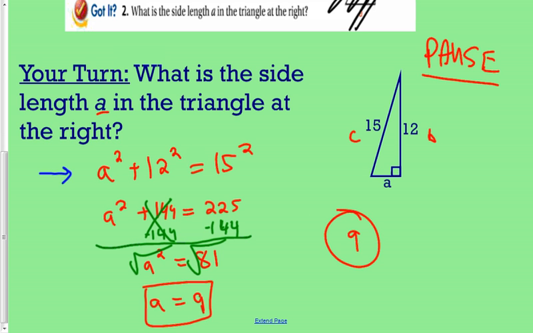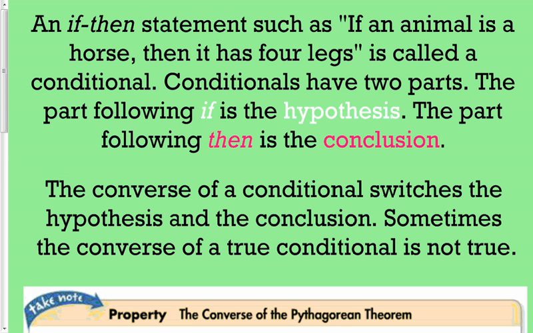There are no units there, so whatever units it would be. So that's how you use the Pythagorean theorem to find a missing side length. Now the second use we're going to have here is going to deal with determining if something is a right triangle or not using the Pythagorean theorem.